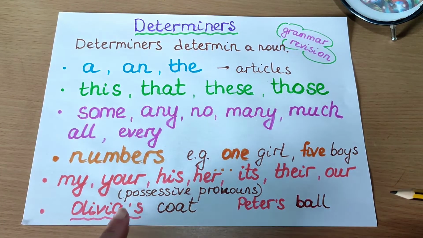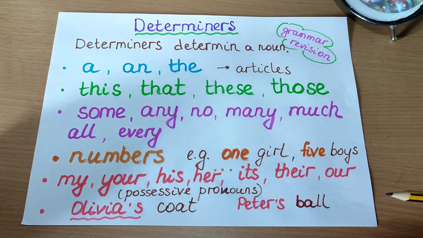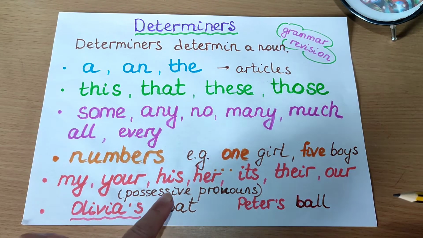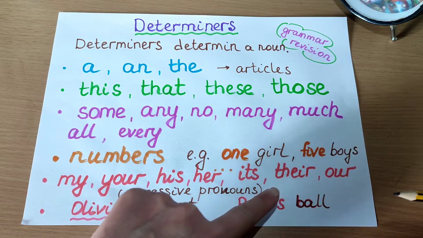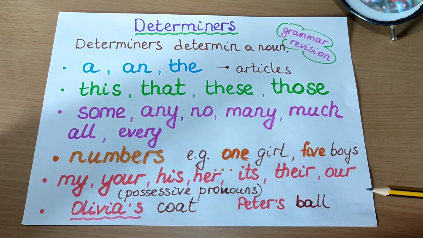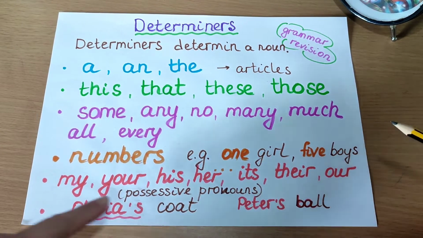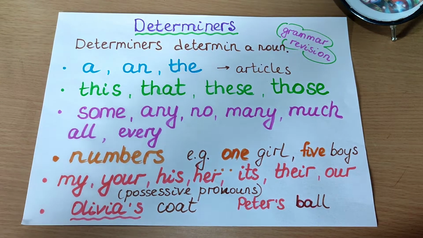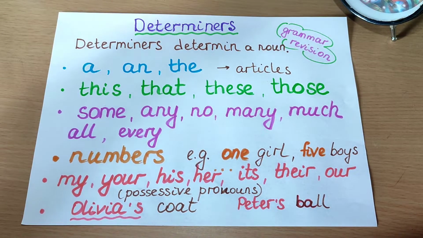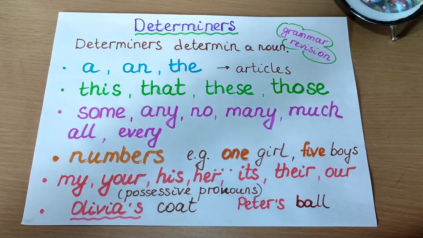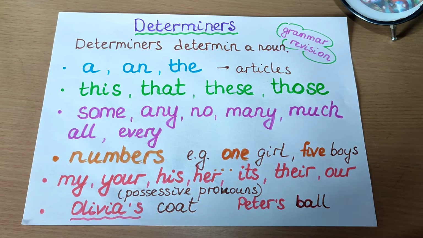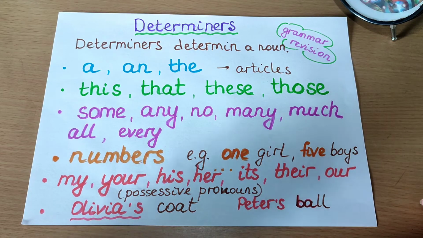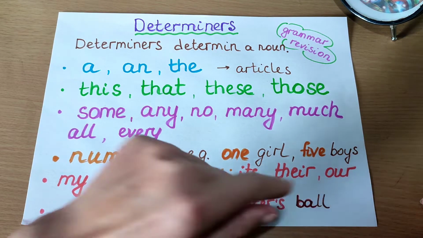Determiners are also possessive pronouns such as my, your, his, her, its, their, our. So pronouns could be determiners as well, but only possessive ones. Possessive pronouns means pronouns which show that something belongs to someone. Yeah, so you could have your pencil, or you could have our classroom.